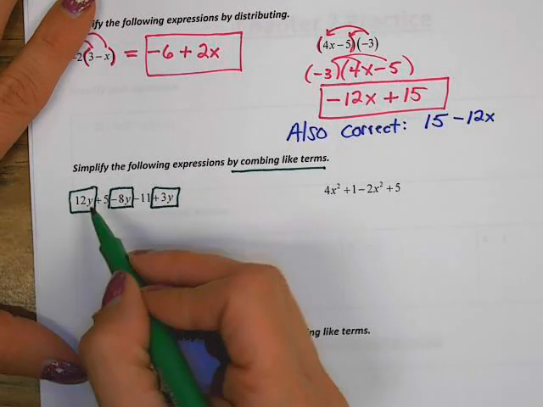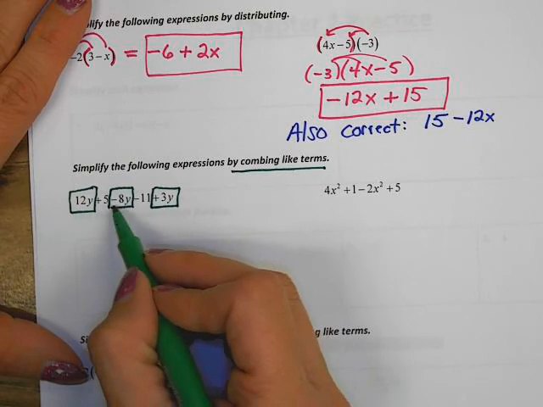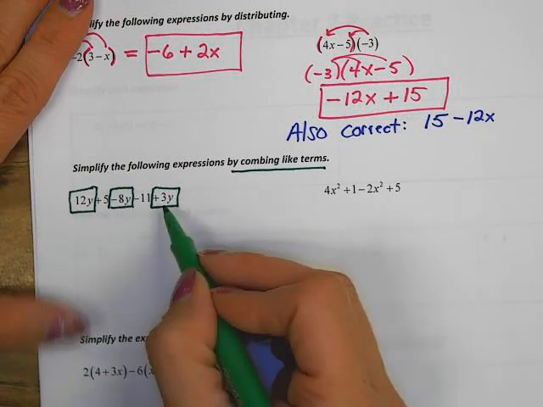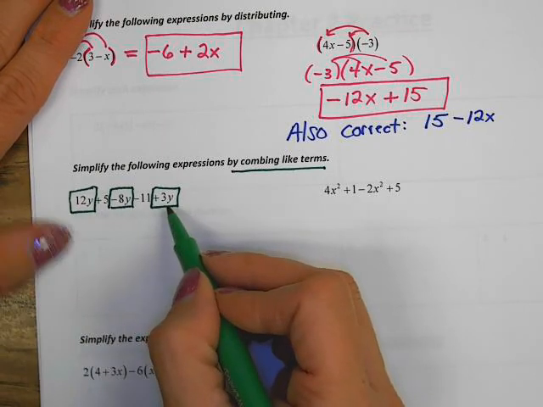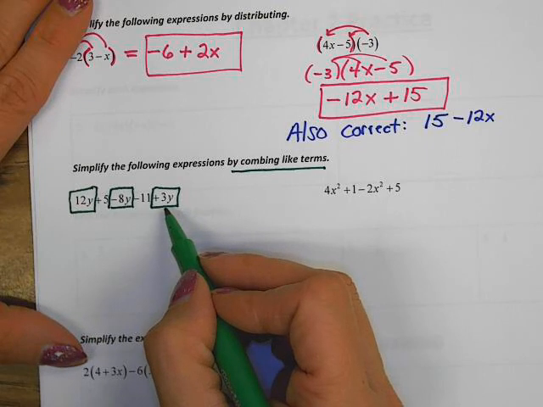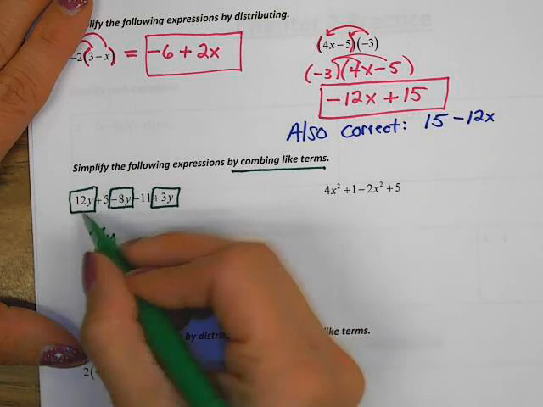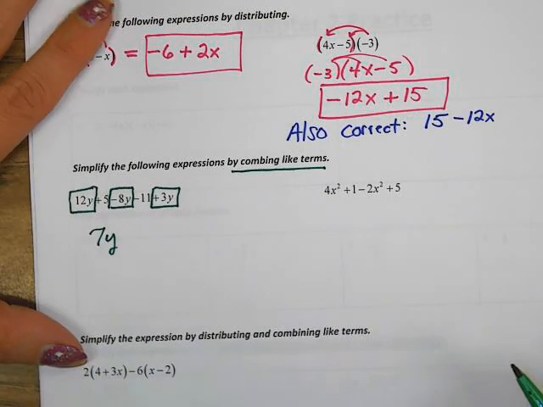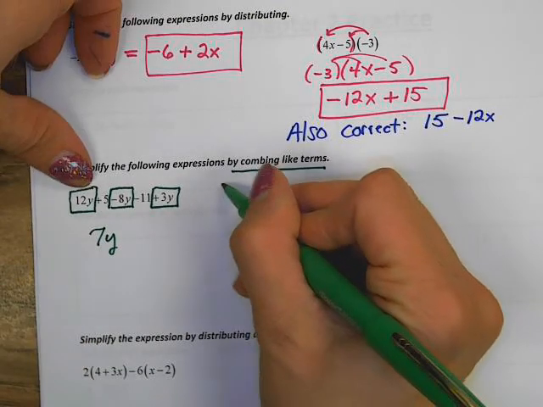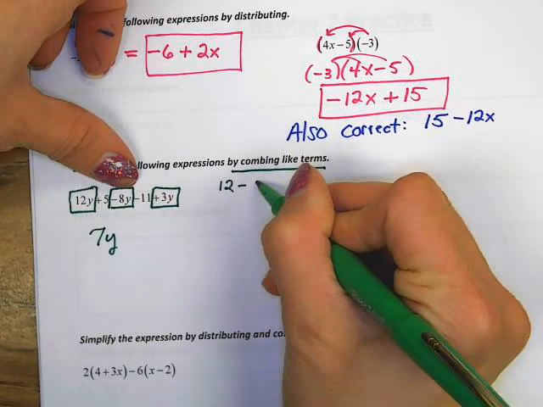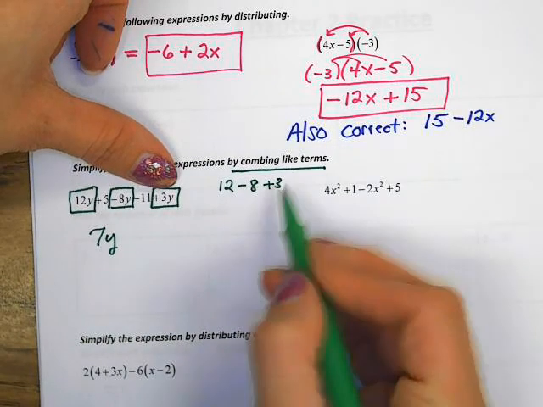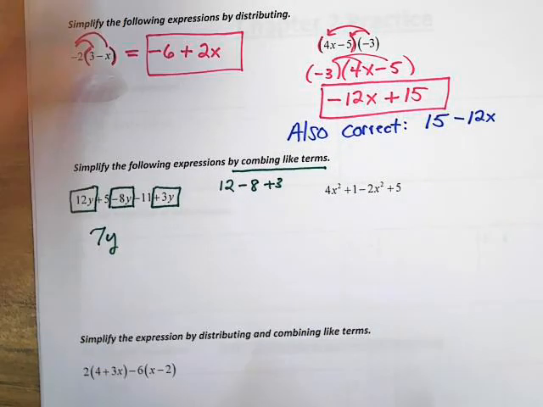So we have to do 12 minus 8y plus 3y, and that makes 7y. You could go ahead and type this in your calculator. You'd have to type 12 minus 8 plus 3, and then that gives you the coefficient for y.